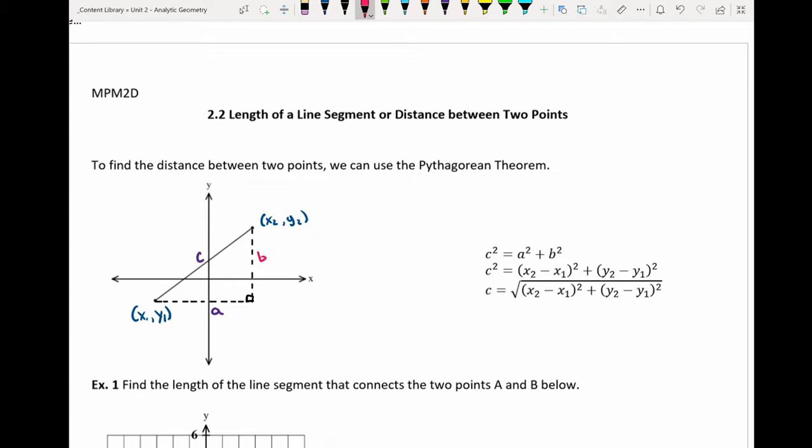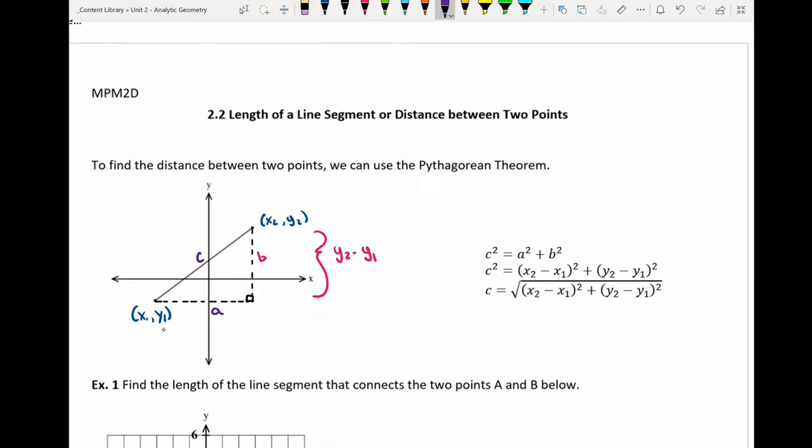Now, how can I figure out the length of B and the length of A? Because once I can figure out what this whole length is, then I can plug that into my formula. So if I'm looking at this entire length, I know I start up at y2 and I drop down to y1. So this overall length is going to be y2 minus y1. Very similar to something you may have seen when we did the slope formula.